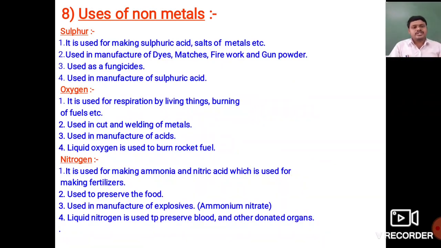Liquid oxygen will be used in the rocket as a burning fuel. So next, one more very important non-metal, that is nitrogen. This nitrogen is also used in the manufacturing of ammonia and nitric acid, which are used for manufacturing of fertilizers. And this nitrogen will be used to preserve the food, particularly liquid nitrogen, and as well as this nitrogen will be used in the manufacturing of explosives.